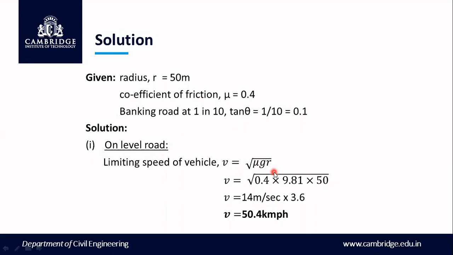Since we have substituted in this, g will be in meters per second square, and R is in meters. So we get it in meters per second. It's good to keep it in standard units. So I multiply by 3.6 to convert it into kmph. So V is equal to 50.4 kmph. So this is the answer. This is the speed on level road.